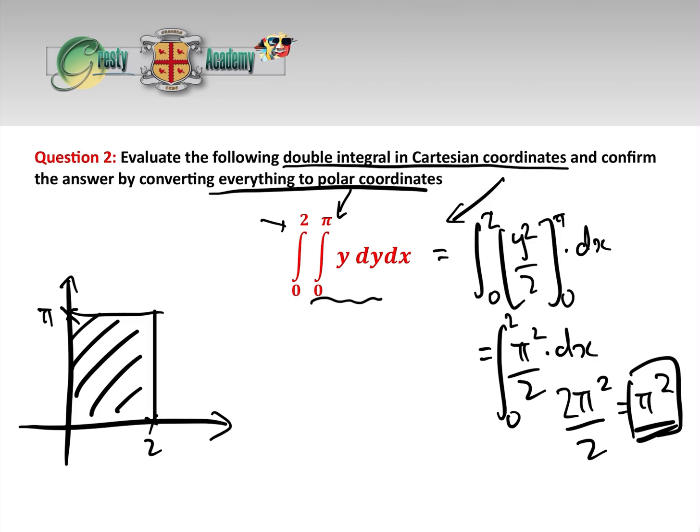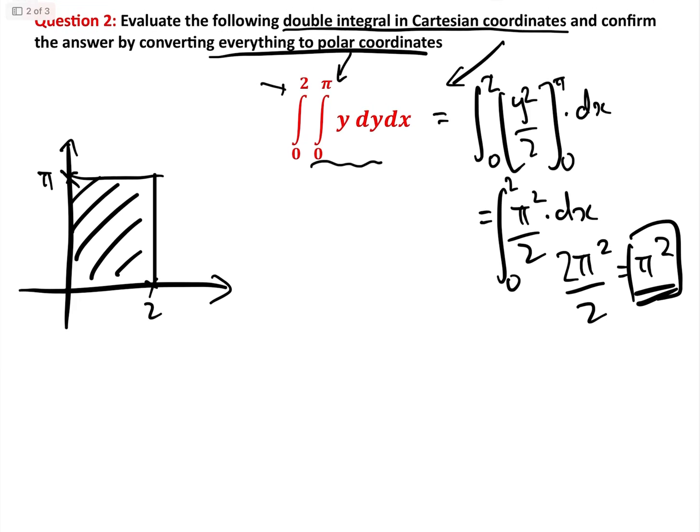But what we're going to do is a little bit of fun. We're going to convert it, just to show that you can convert to polar, but it's far, far more difficult. I certainly wouldn't recommend it, but it is great practice for polar coordinates. So what we need to do is, if we are going to integrate over this rectangle here, we need to split it into 2 bits.